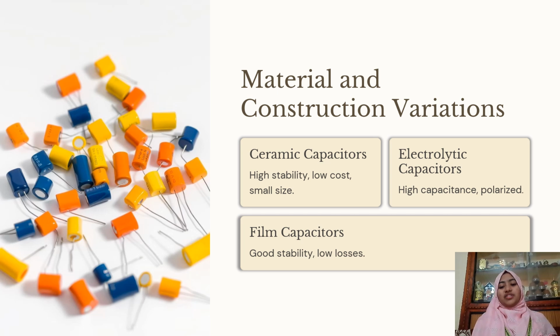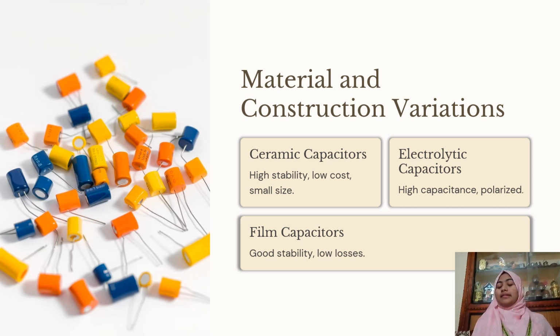Now, material and construction variations. The materials by which these capacitors are generally made are ceramic capacitors, electrolytic capacitors, and film capacitors. Ceramic capacitors are low cost, very small in size, and highly stable. This is the advantage of using ceramic capacitors for the capacitor filter. Electrolytic capacitors have high capacitance, and they are polarized also.